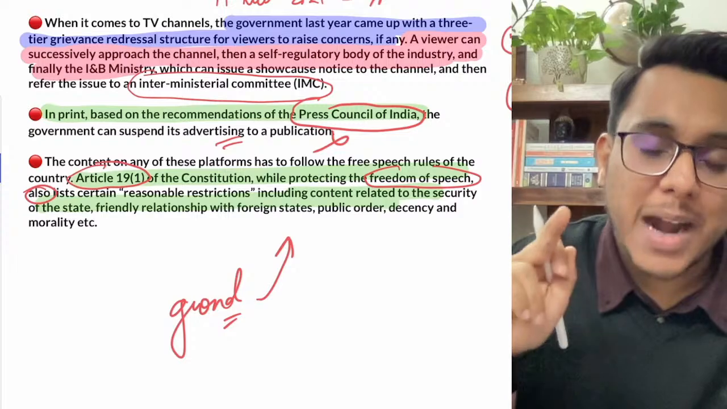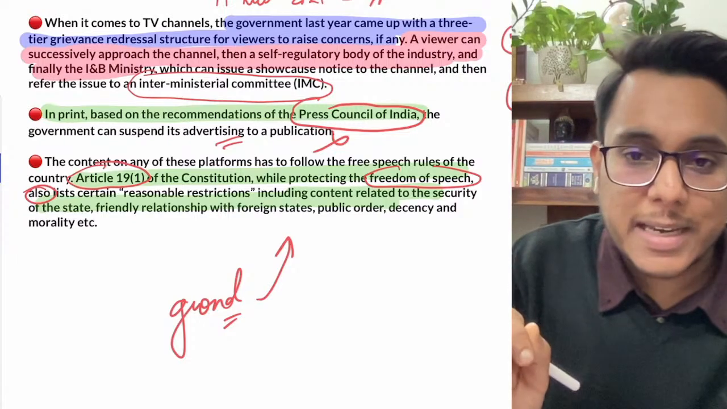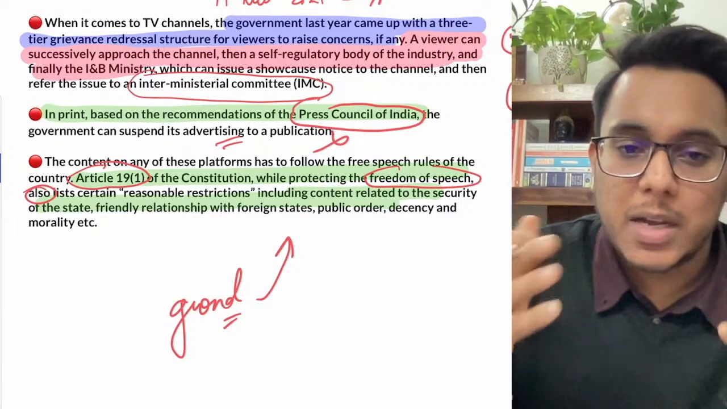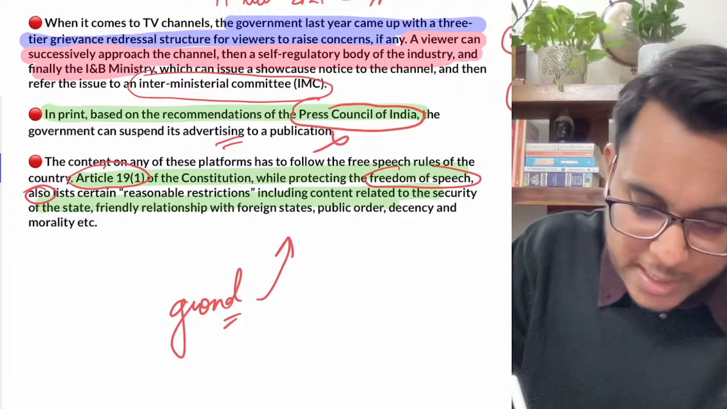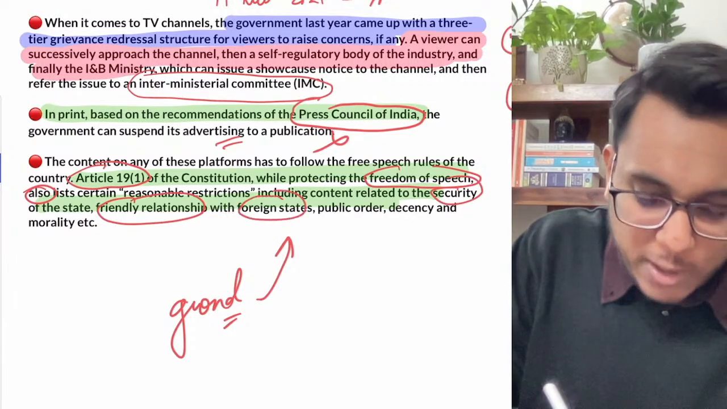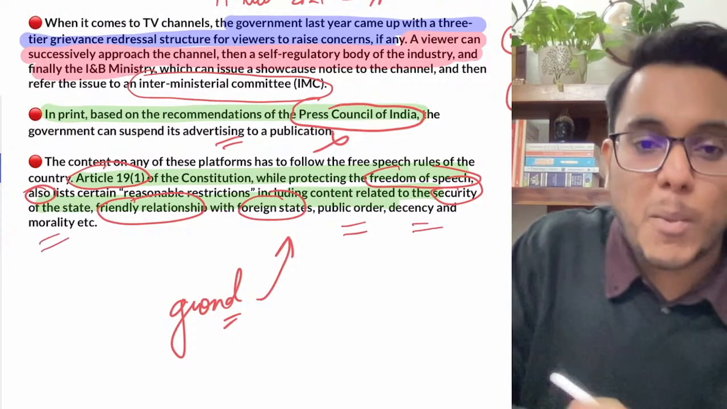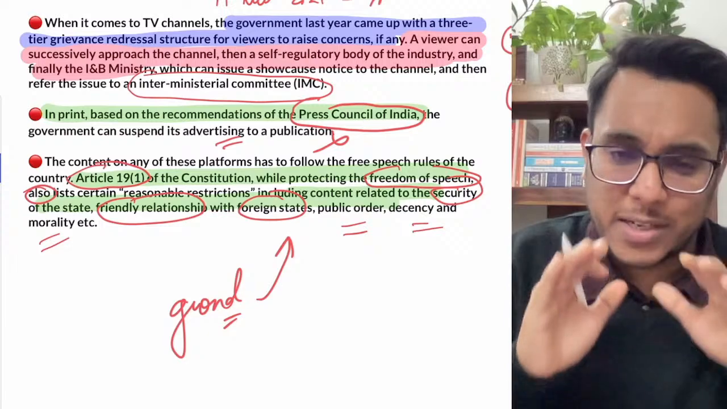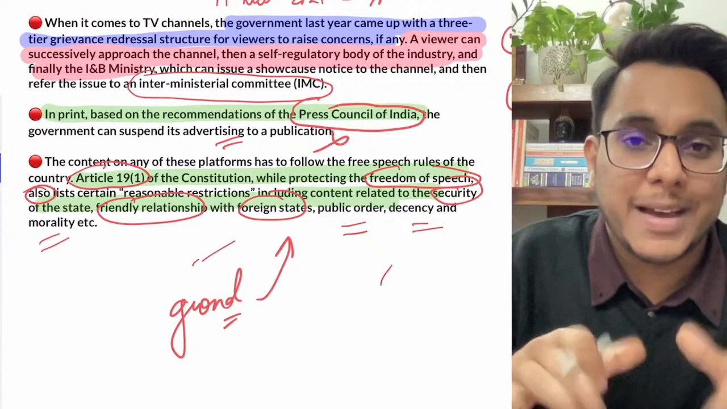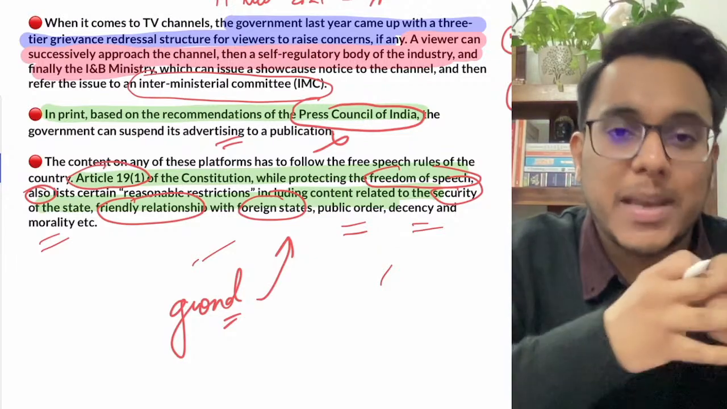But at the same time, Article 19 also contains reasonable restrictions. What are the reasonable restrictions? See, you cannot just spread information which is against the security of the state, friendly relations with foreign states, public order, decency, or morality. If such information infringes on these grounds, that information will be curbed. And on these grounds, these news channels are being targeted.